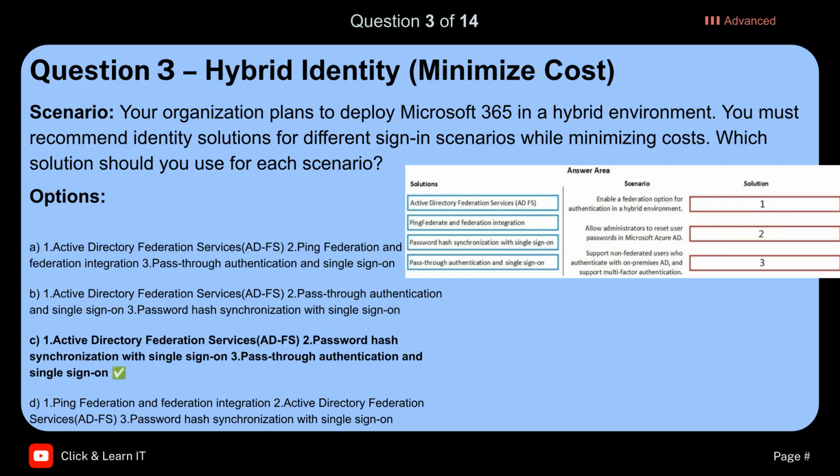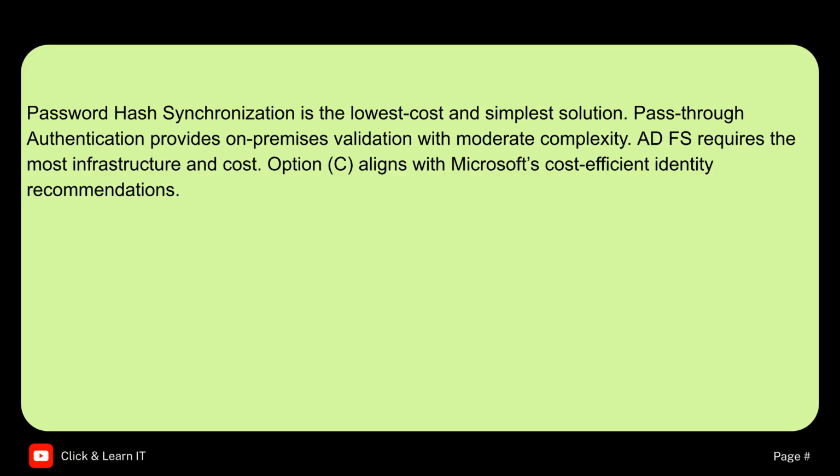The correct answer is C. The solutions are ADFS for federation, password hash synchronization for password resets, and pass-through authentication for non-federated users who need on-premises authentication. To minimize cost, use password hash synchronization, as it is the simplest and lowest cost solution. Pass-through authentication offers moderate complexity, while ADFS requires the most infrastructure and cost.